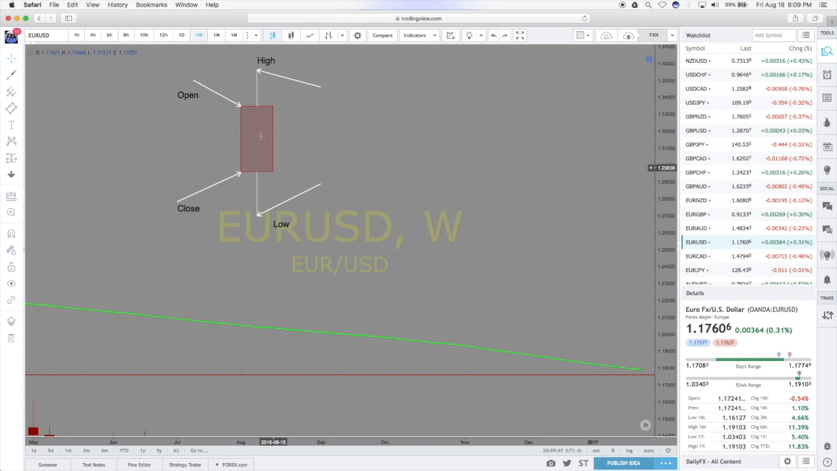When you're looking at a red candle like this, these here are called your wicks. So these here are wicks. This here is the body. That there is the body. And this here, that is called your wicks.